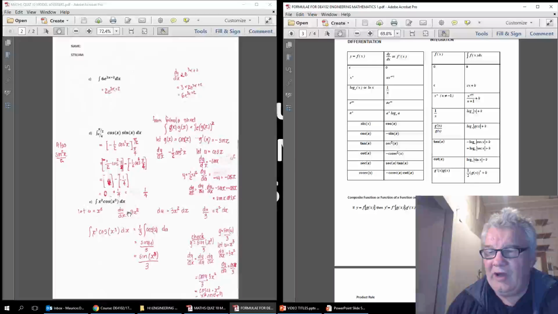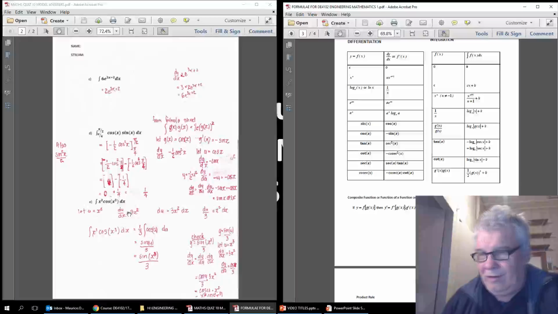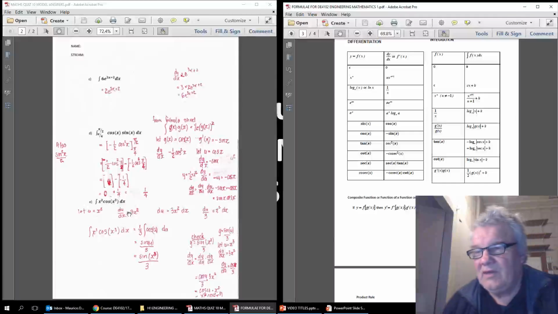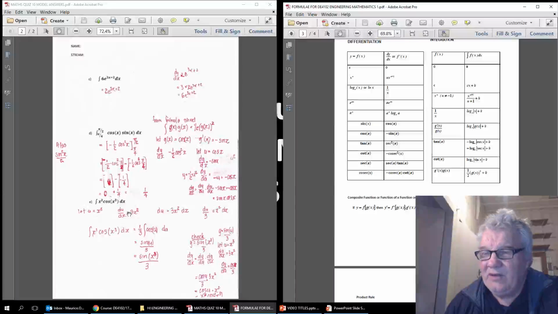Now, cos of pi by 4 is 0.7071, which is the square root of 2 over 2. And if we square it, we get 0.5.